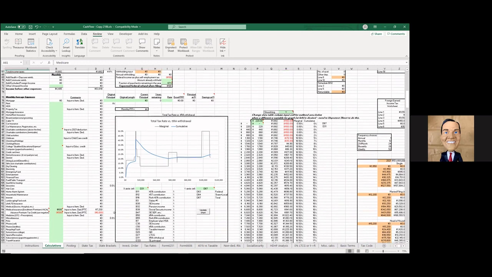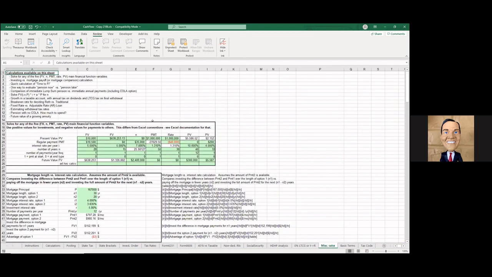The reason why it gets called the toolbox is it's got a bunch of other tabs. So especially if I go over to the tab towards the far right, the miscellaneous calculations, there's a whole bunch of different widgets on this.